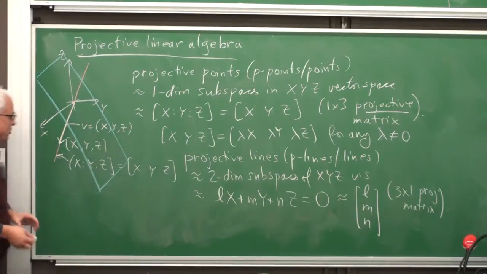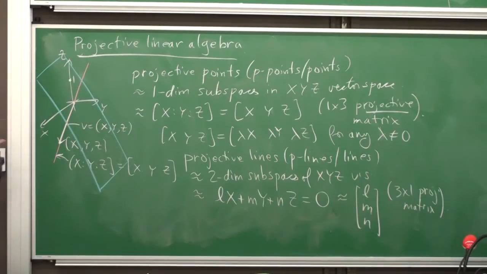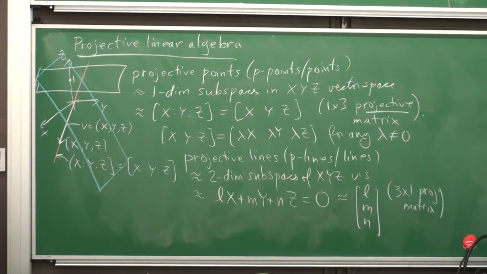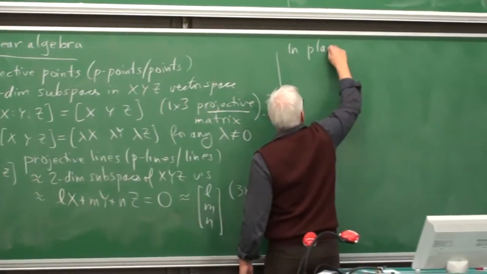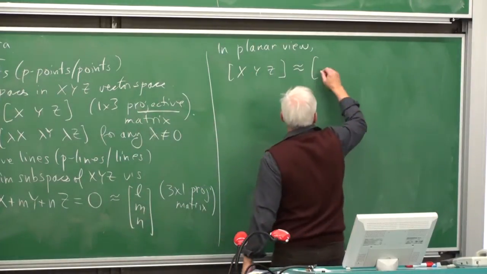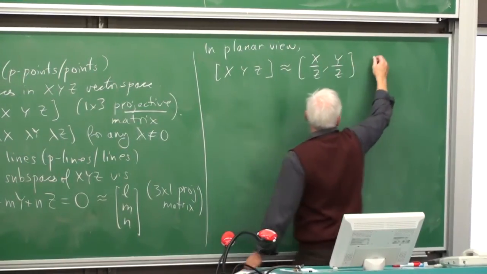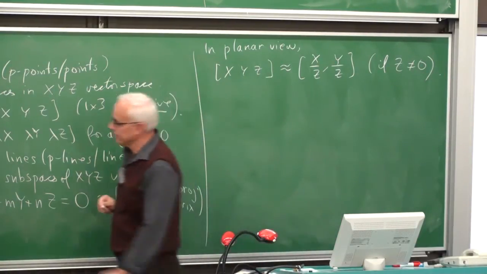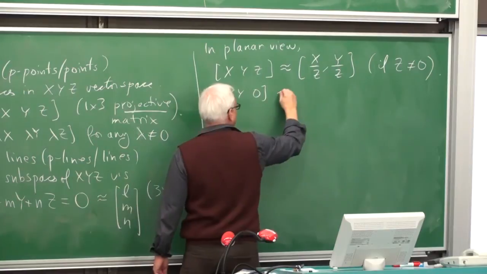Let's connect it with our two-dimensional story. So remember, the two-dimensional story is really what you get when you look at everything from the plane z equals 1. So let's have a look at what these objects look like in this two-dimensional picture. All right, so in the planar view, what we're calling [x, y, z] gets associated to the ordinary two-dimensional point (x over z, y over z). Of course, that's only if z is not equal to 0. What about if z equals 0? So what does [x, y, 0] correspond to?